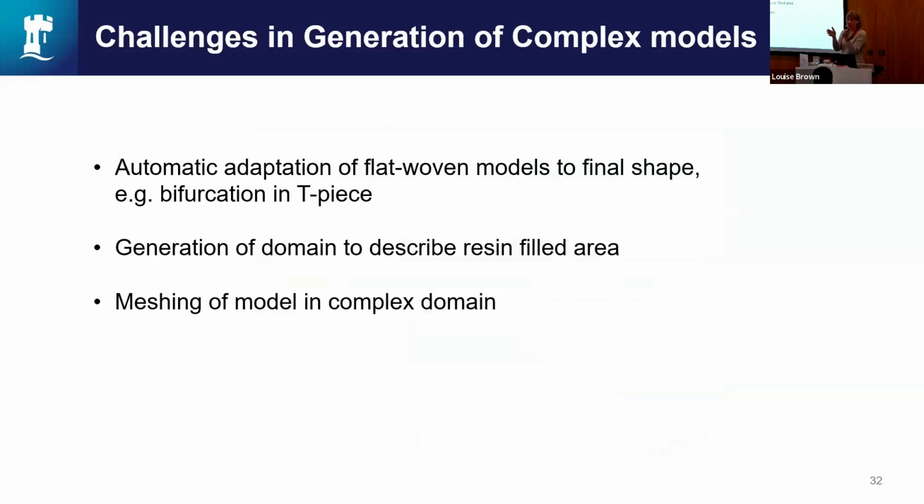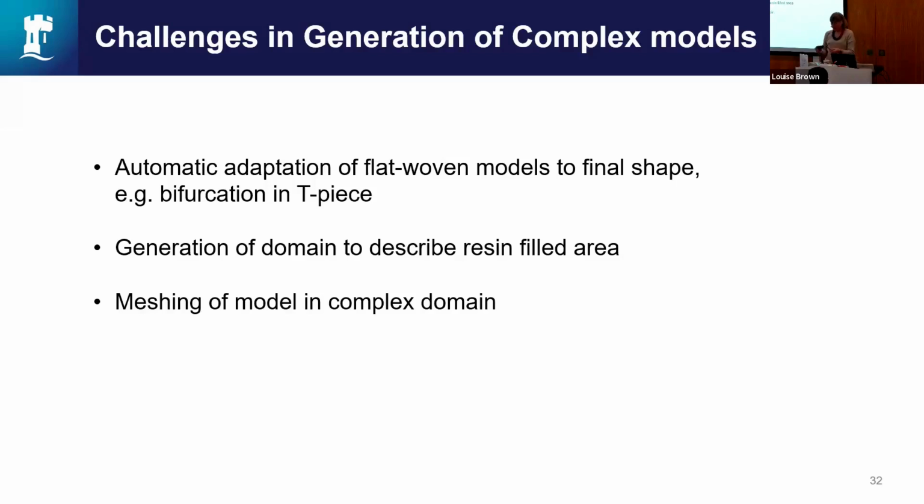The domain is the resin-filled area, because I forgot to say, when I was talking about the domain, it specifies how large the area that you're looking at is. That was originally specified to be a set of convex planes. But obviously for a T-piece, they're concave. And then you run into problems, it just basically didn't work. So we needed to come up with a method of creating a complex domain and being able to mesh that.